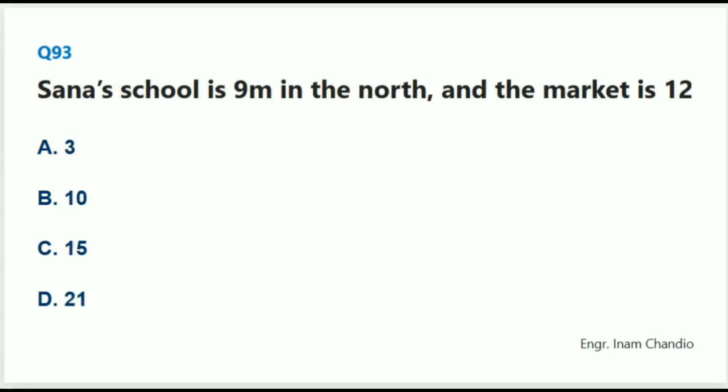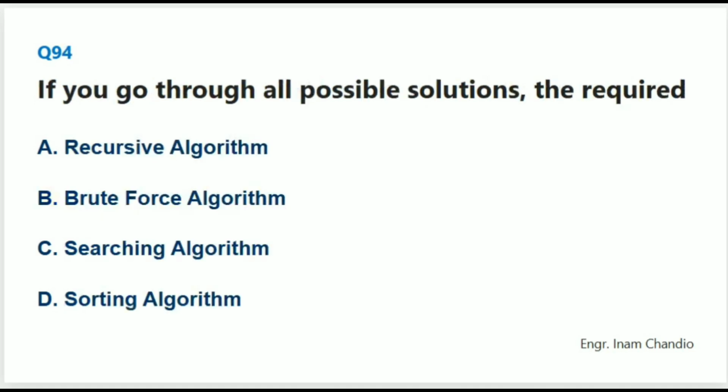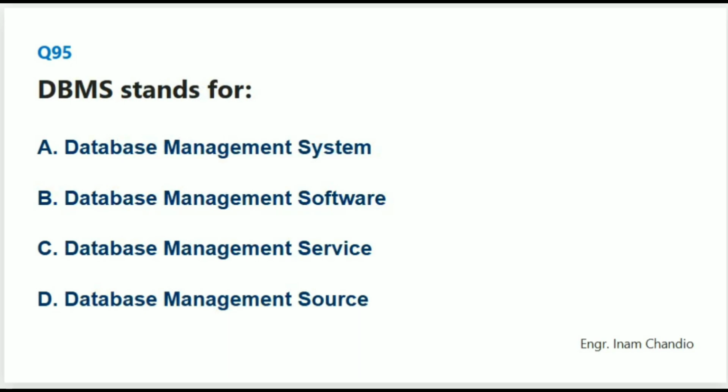Sana's school is 9 m in the north, and the market is 12 m in the east of her home. The distance between the school and the market is. The correct answer is B. 10. If you go through all possible solutions, the required algorithm is. The correct answer is B. Brute force algorithm. DBMS stands for. The correct answer is A. Database management system.